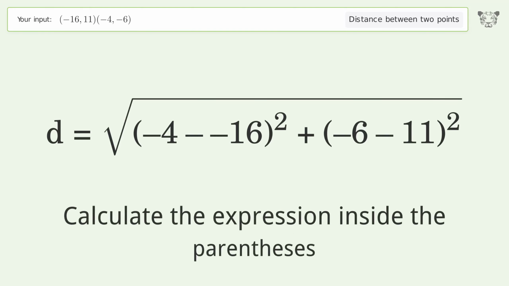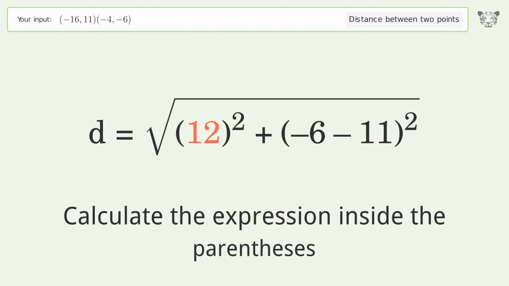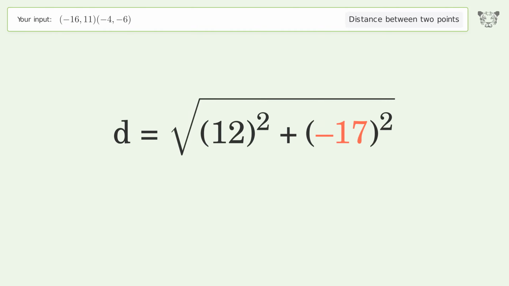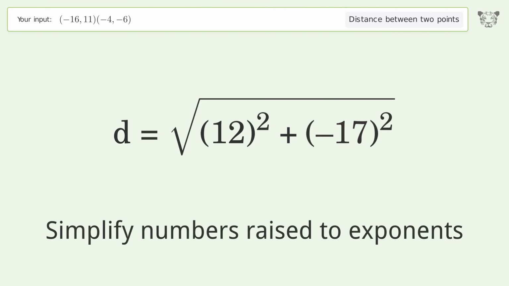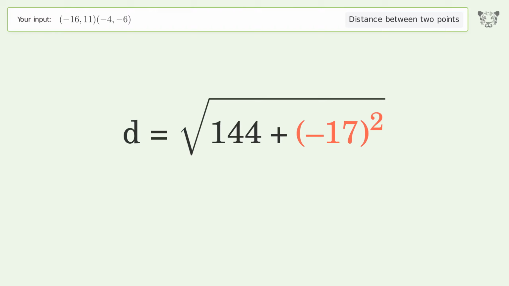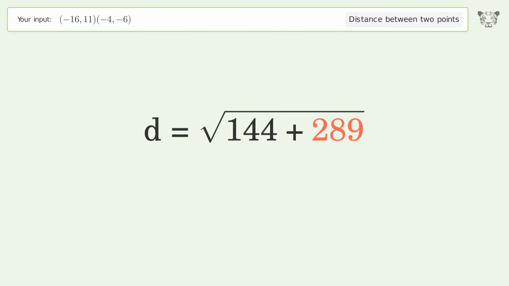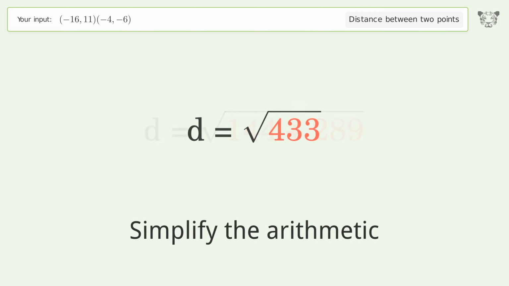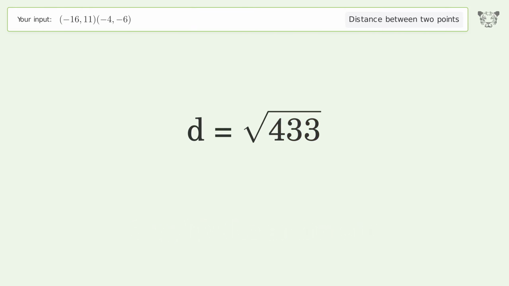Calculate the expression inside the parentheses. Simplify numbers raised to exponents. Simplify the arithmetic. And so the distance between the 2 points is the square root of 433, or 20.809.